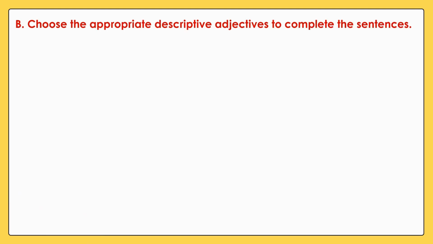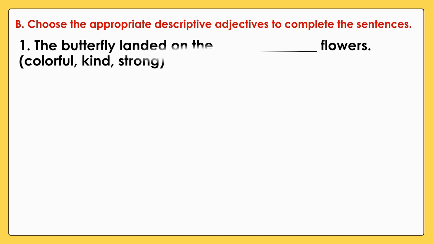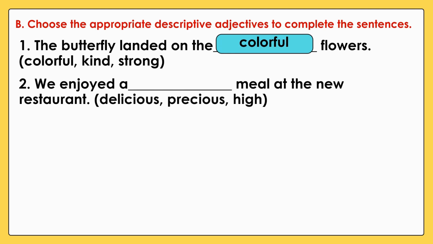Letter B, directions. Choose the appropriate descriptive adjectives to complete the sentences. Number 1, the butterfly landed on the colorful, kind, or strong flowers. The answer is colorful.